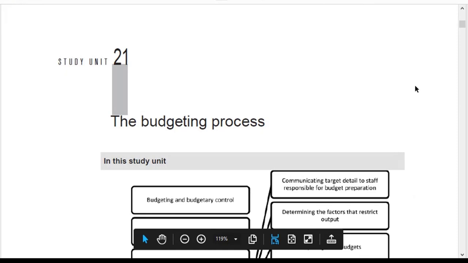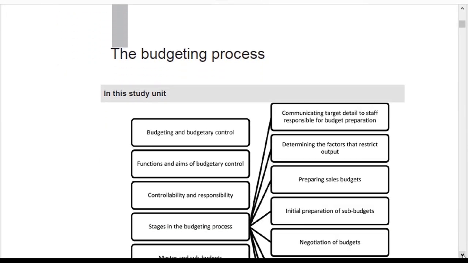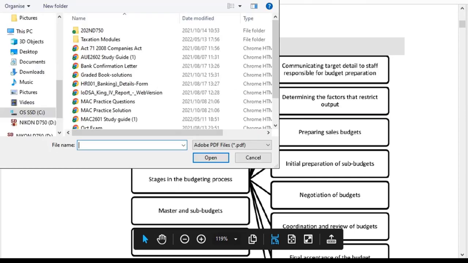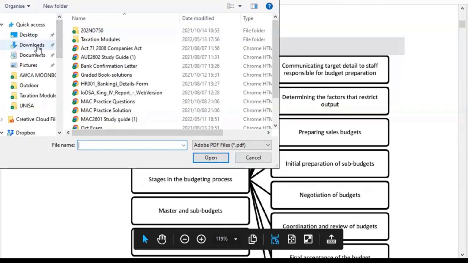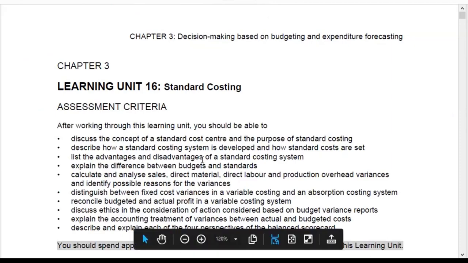But we're just going to be high level, talk about what budgeting is. You will be doing most of the talking just to get an understanding of what budgeting is. And then I'll try use for standard costing your module that you gave me. I think it's this one.